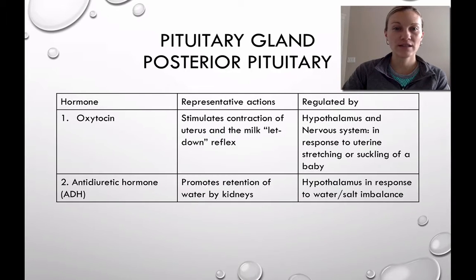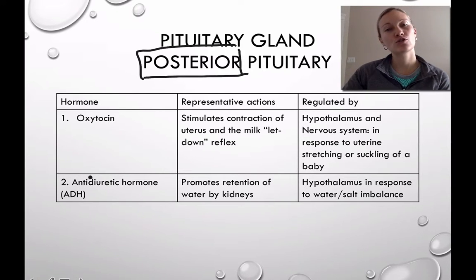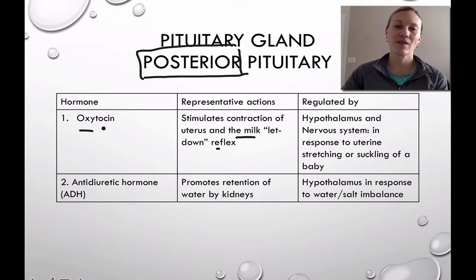All right, so that brings us to the posterior pituitary. We're still in the pituitary gland, but now we're going over the posterior pituitary. There are two hormones in the posterior pituitary. Your first one is oxytocin. This stimulates the contraction of the uterus and also the milk letdown reflex. Basically, as a female is giving birth to a baby, the amount of oxytocin will increase.